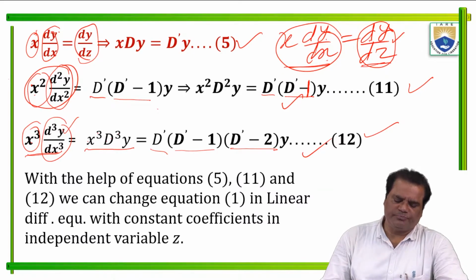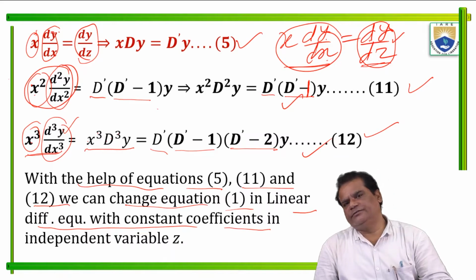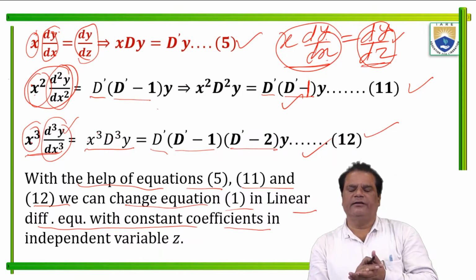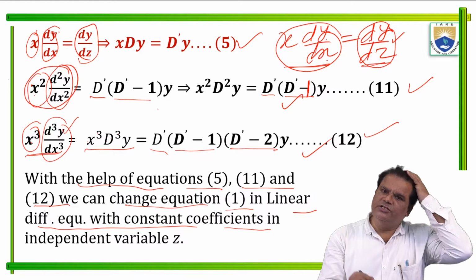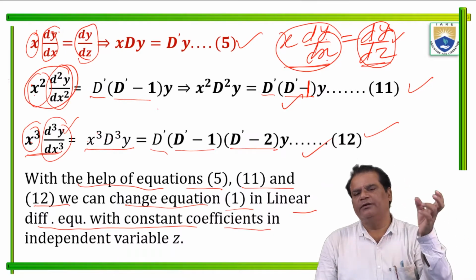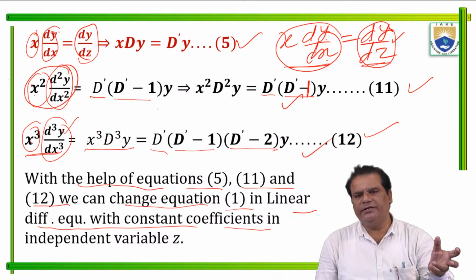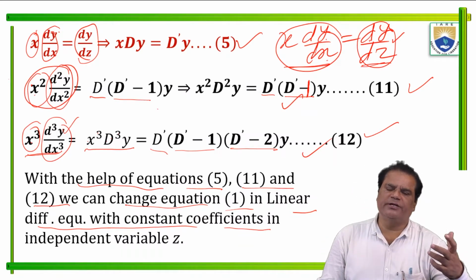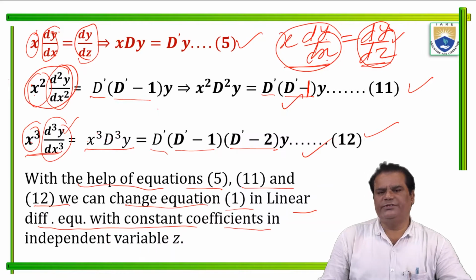equation with constant coefficient. With the help of equation 5, equation 11 and equation 12, we can change equation 1 into a linear differential equation with constant coefficient. Any question given to you, whether second order, third order, fourth order, any order, if a Cauchy Euler homogeneous equation is given, then after putting these values we can change the given equation into constant coefficient and the independent variable is changed. In our given question the independent variable is x, but after changing we get independent variable z, and that equation is known as a linear differential equation with constant coefficient.